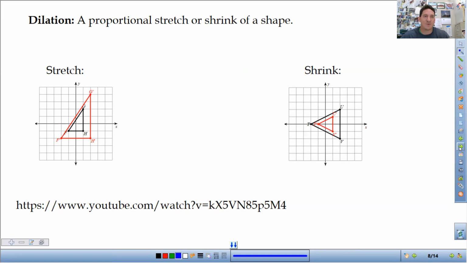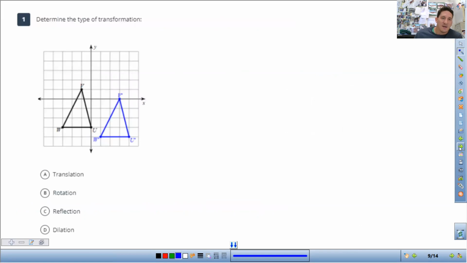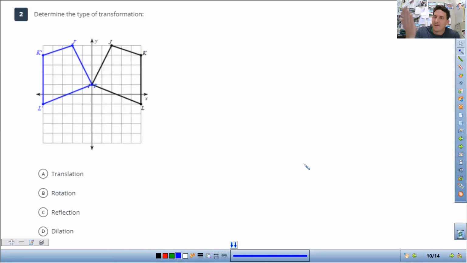Let's look at some examples from the assignment in Edge Elastic. So here, determine the type of transformation. Just try to look at it carefully. You can see from the black to the blue, it's going over and then down. This is a translation or a shift. Next one, the shape is getting flipped over the y-axis. That is a reflection.